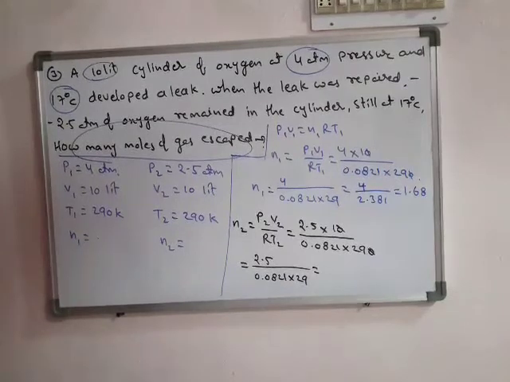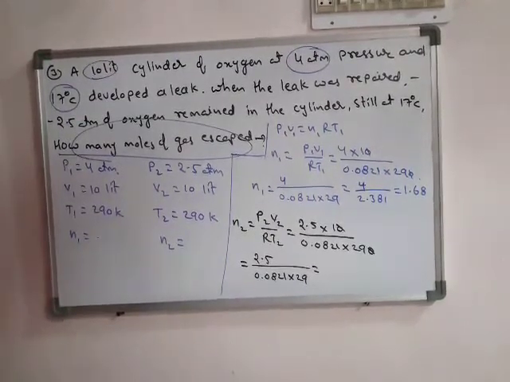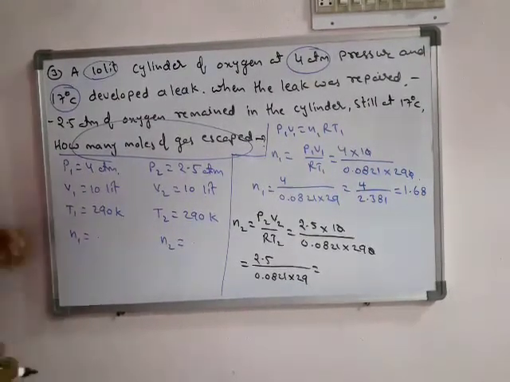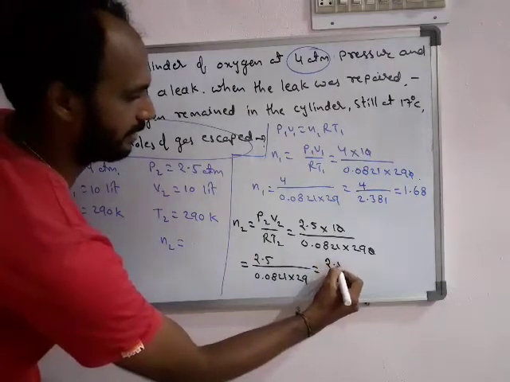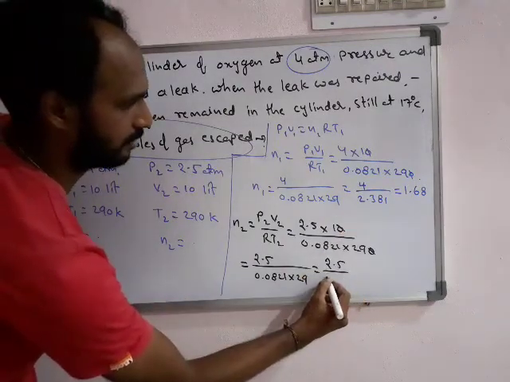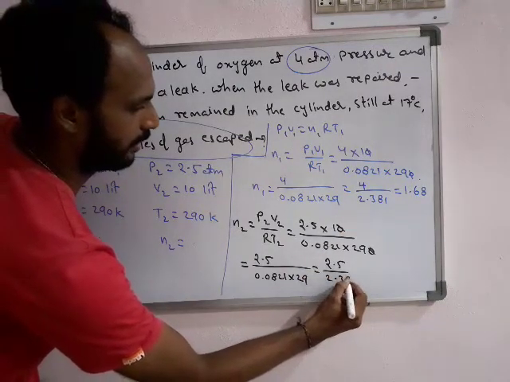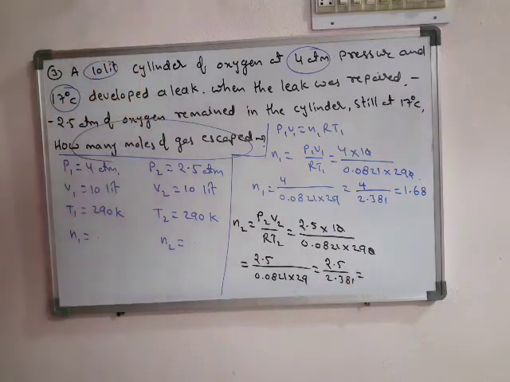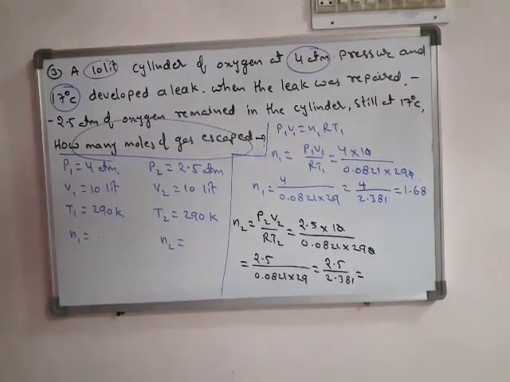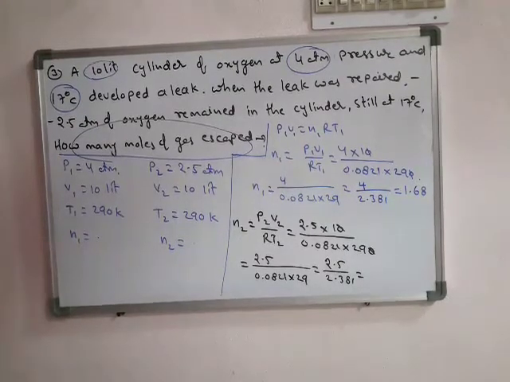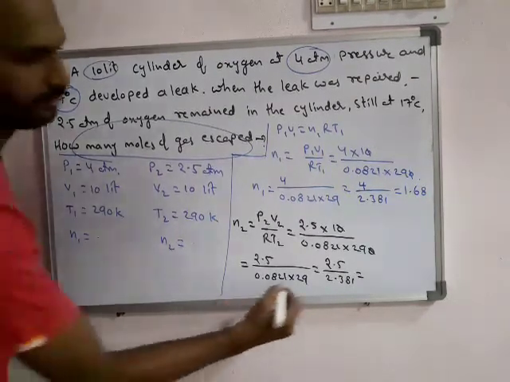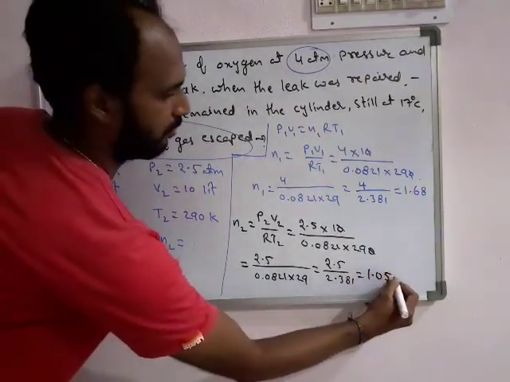0.0821. So already we know that calculation here, okay. So already we have that calculation. That is 2.381. So that is 2.5. That is equal to 1.05 moles.